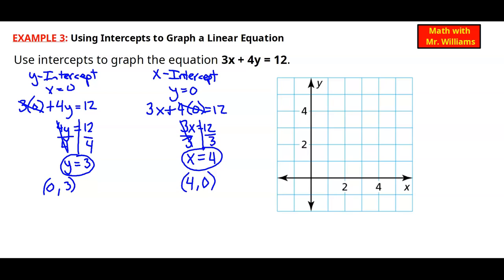Now let's go ahead and graph it. We have 0, 3 to start with. So we're at the origin. We do not go left or right, but we do go up to 3. Now for the second one, we have 4, 0. We start at the origin and we move right 4 spaces and we do not go up or down. Let's connect those dots. And we've used our intercepts to graph our linear equation.